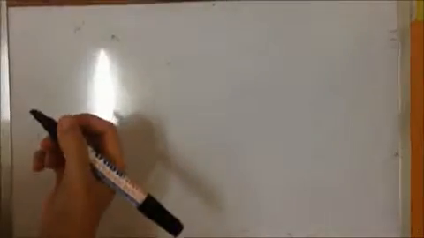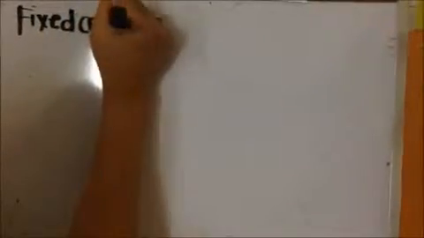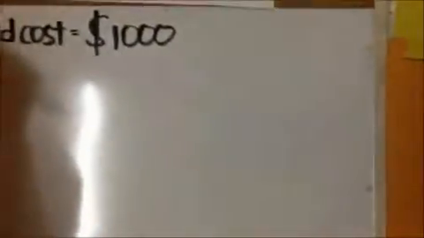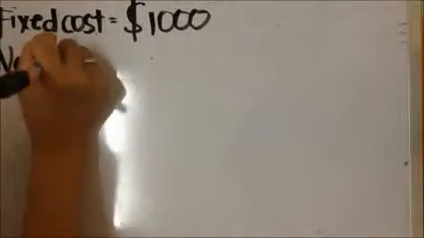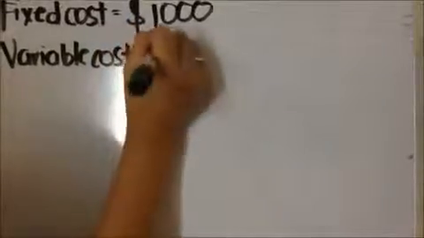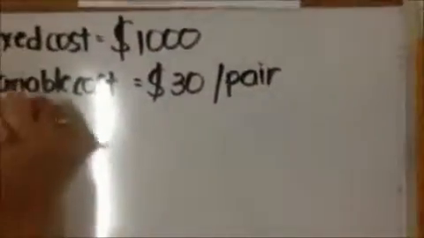So first, we need to write the given. The fixed cost is $1,000. The variable cost is $30 per pair. And the selling price is $40.